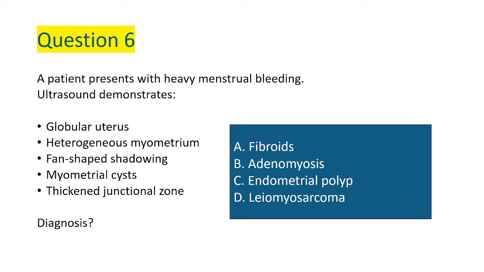Question number 6. A patient presents with heavy menstrual bleeding. Ultrasound demonstrates globular uterus, heterogeneous myometrium, fan-shaped shadowing, myometrial cysts. Question number 6, another junction video again. What's the diagnosis? This one, you see now the color Doppler, you can see here, nice, you can see how it looks on color.